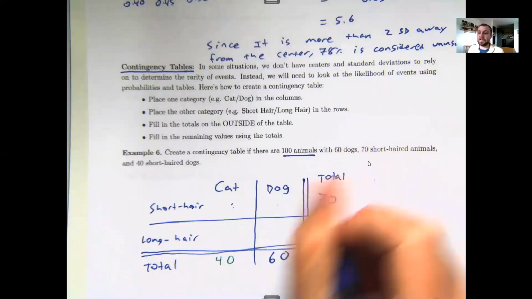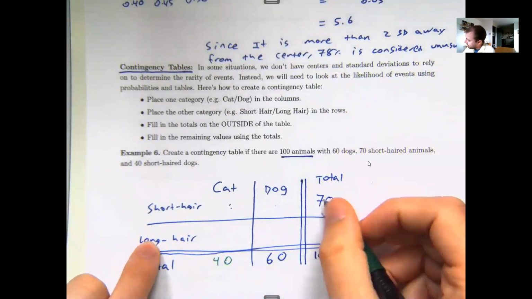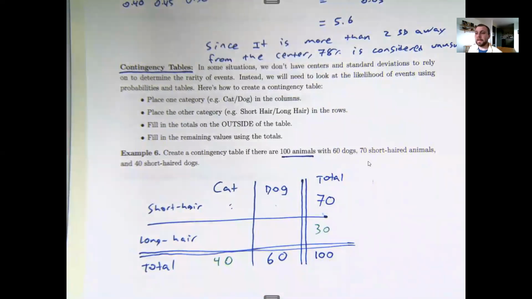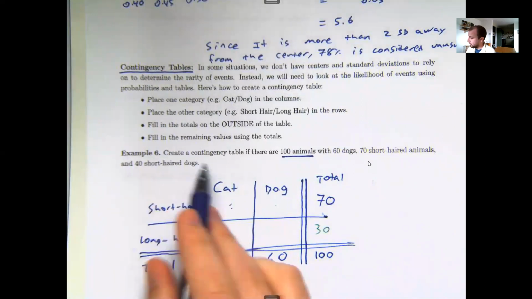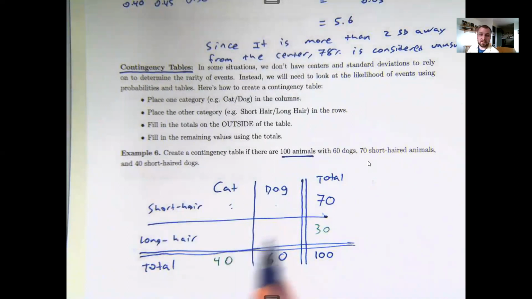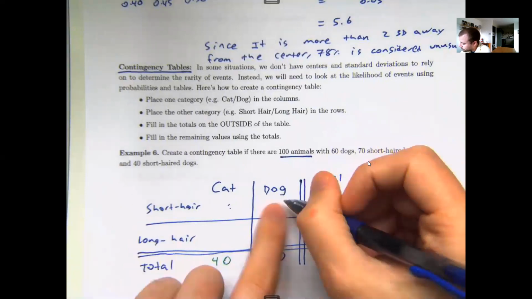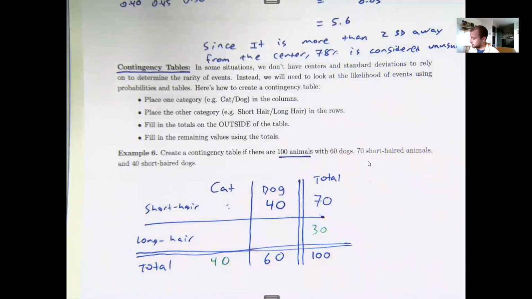This is a lot like a Venn diagram if you've seen Venn diagrams before. 70 and something gives me 100. 70 plus 30 gives me 100. So everything should add up correctly horizontally and vertically. 40 are short-haired and dog. So this is a combination of events. And all of your combinations are going to be on the inside. So I'm looking for short-haired meets dog. I got 40.